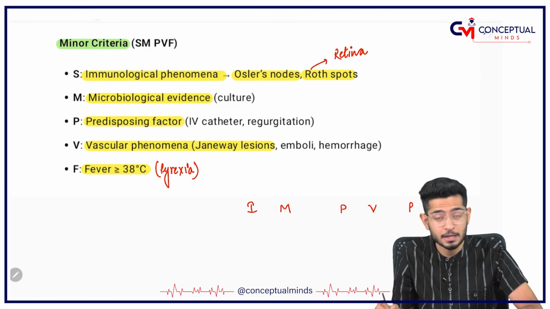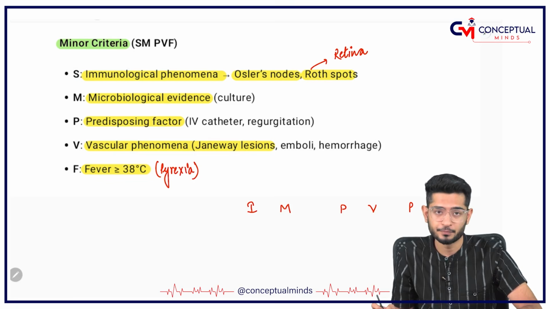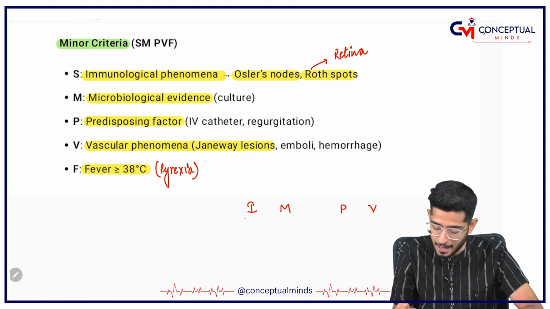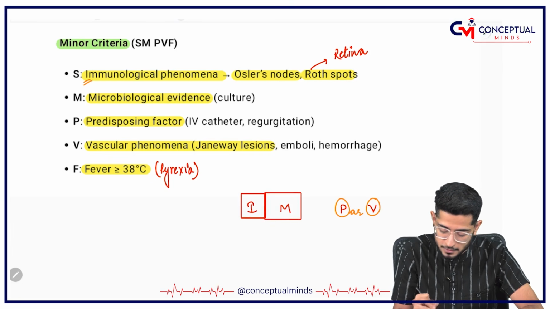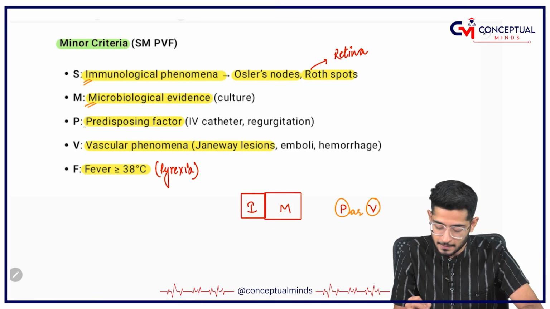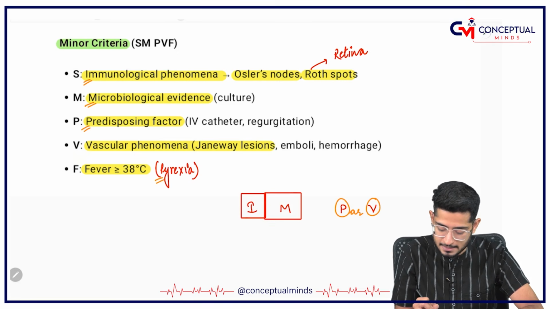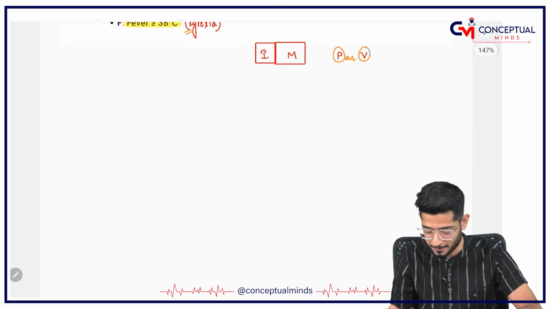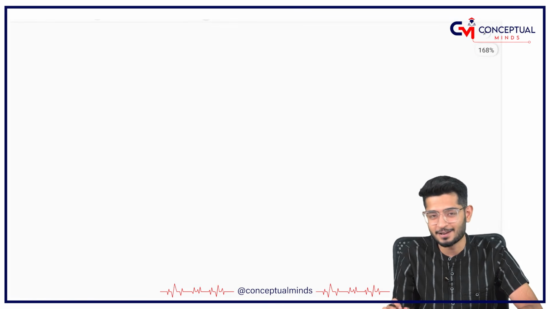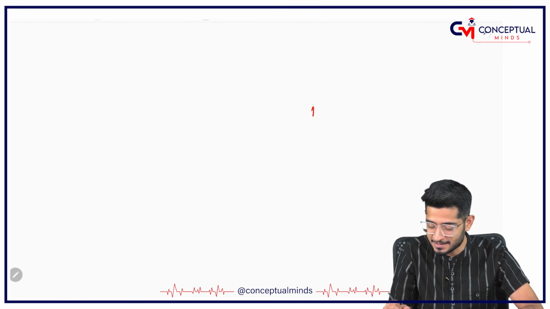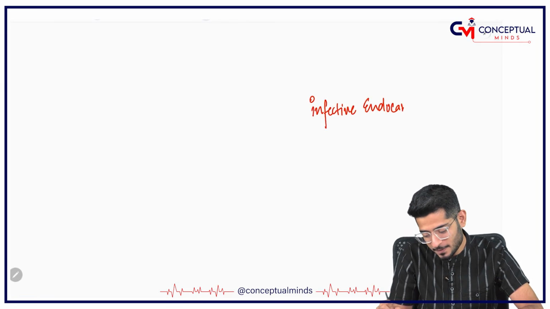Fever is also called as what? It is also called pyrexia. So the mnemonic is: I means I, am means M. Who am I? What is my name? PARV. So P and V. I for immunological, M for microbiological, P for predisposing factor and pyrexia, V for vascular phenomena. So these were the minor and the major criteria, and this marks the end of the very beautiful topic, that is infective endocarditis. Thank you so much.